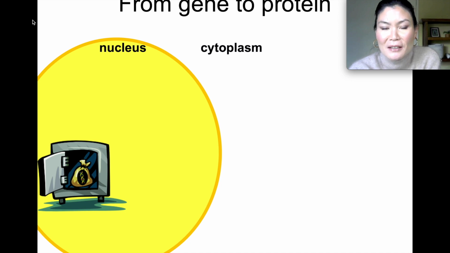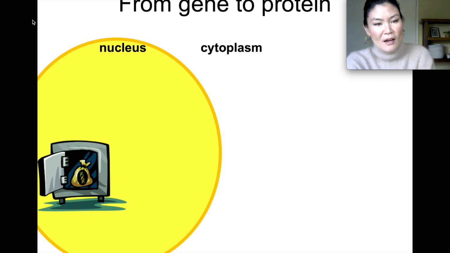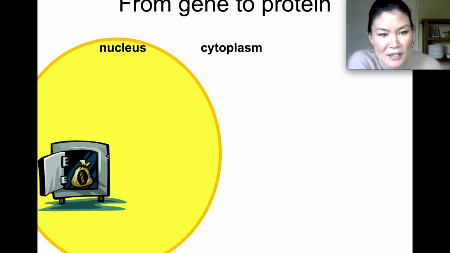Today's topic is on protein synthesis. We're going to be talking about how the genetic information on the DNA gets transcribed and then translated into protein. All right, so we're going to start here in the nucleus where the DNA is kept safe. Here's a picture of a safe, and DNA is a treasure, right? It's kept safely in the nucleus, and your DNA codes for proteins.